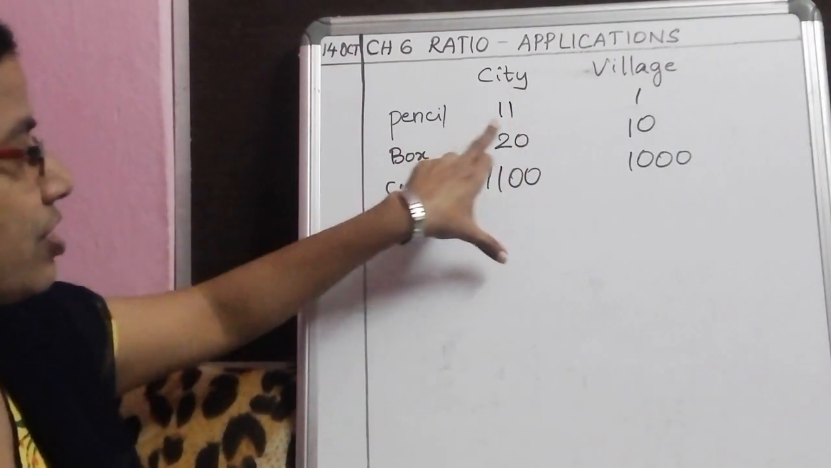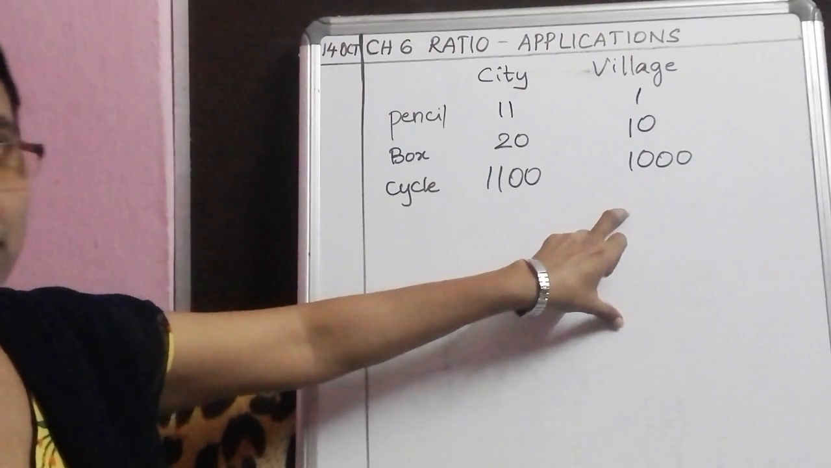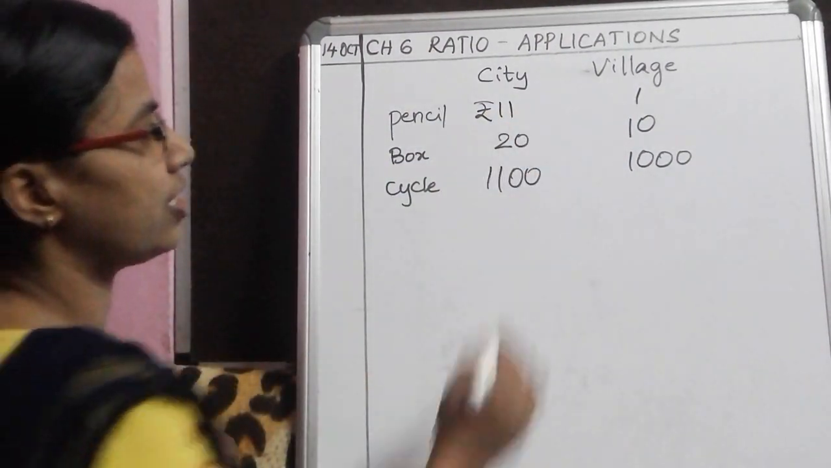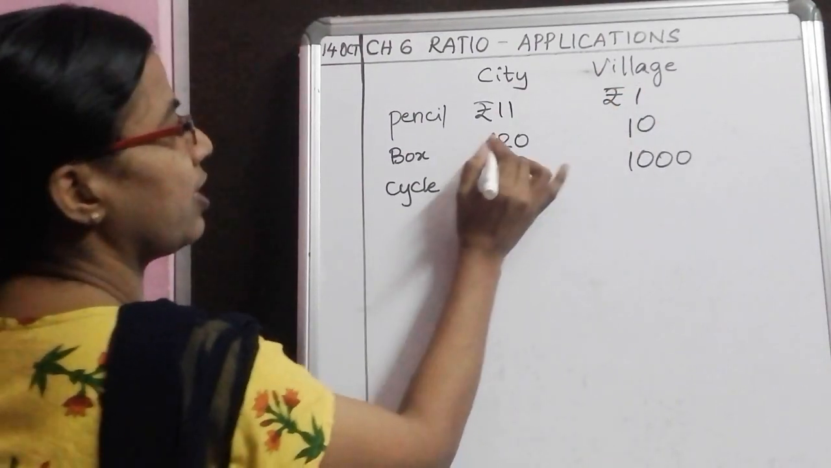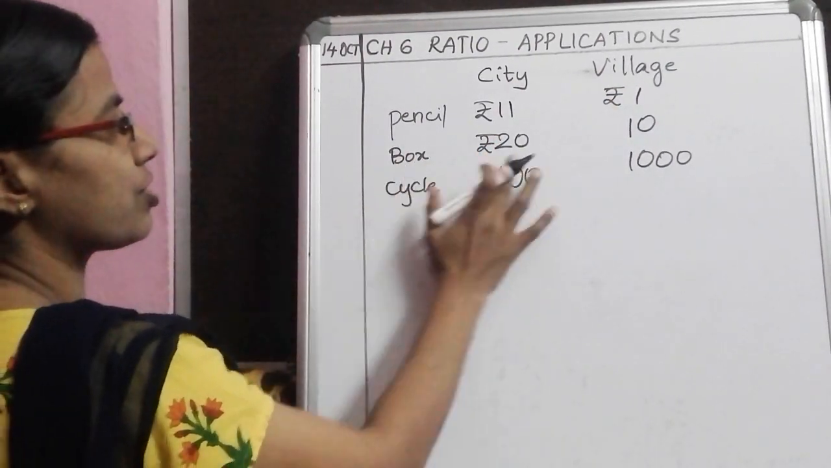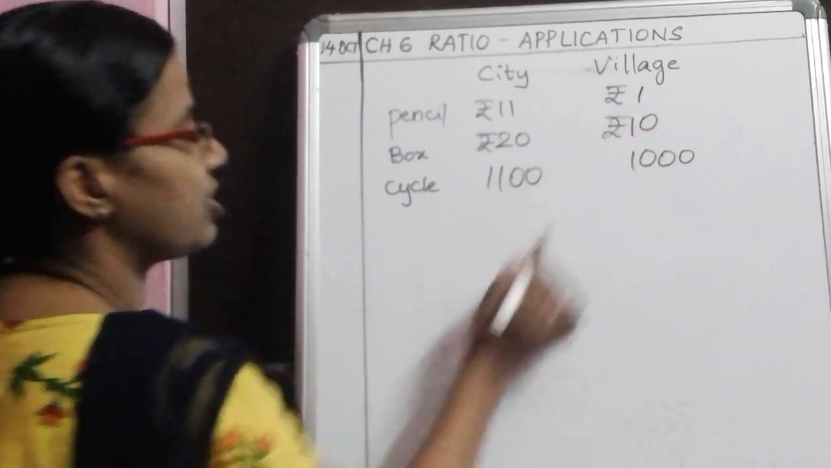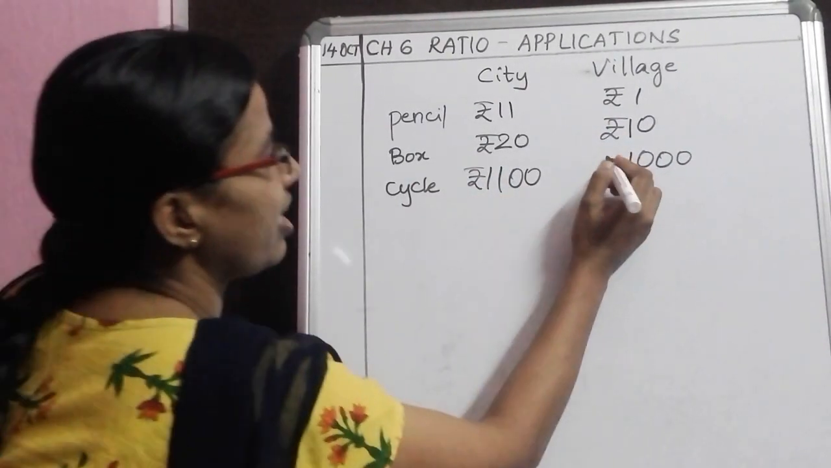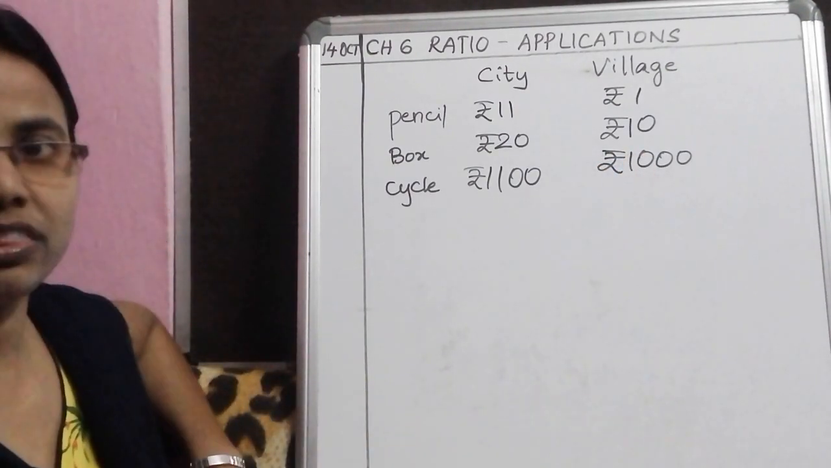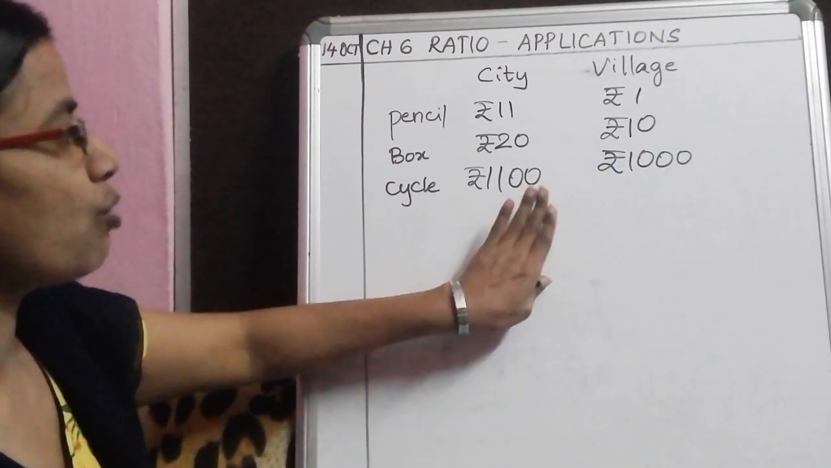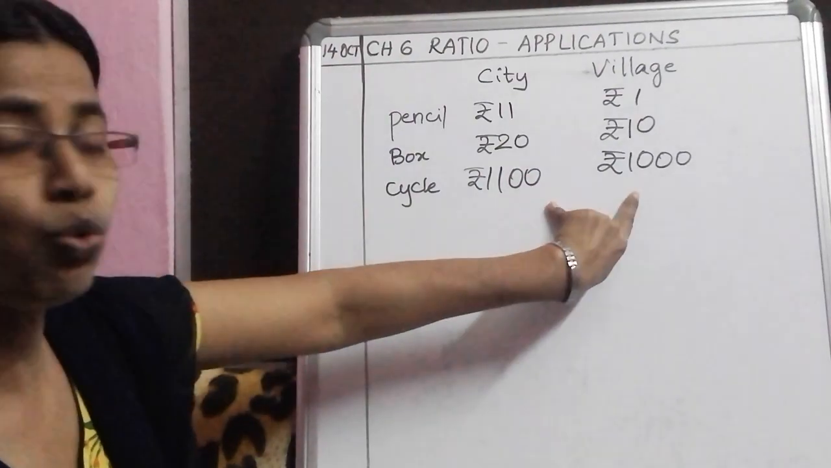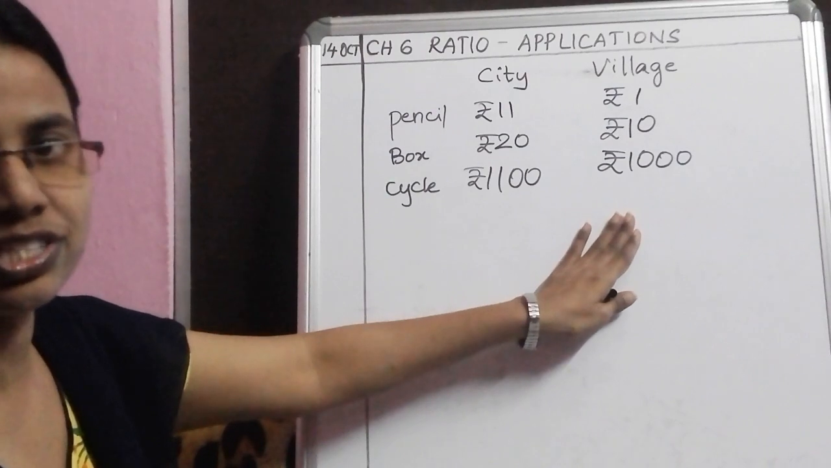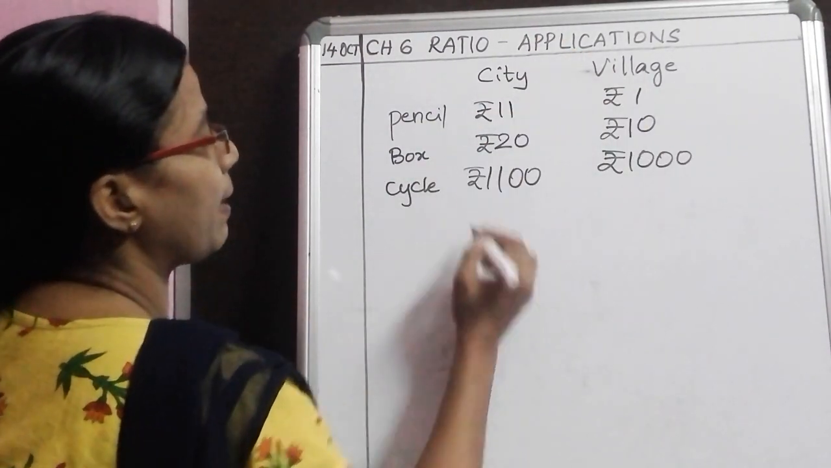In the city, the cost is different. In the village, the cost is different. The cost of the pencil is 11 rupees in the city, and in the village it is 1 rupee. In the city, the cost of the box is 20 rupees, and in the village it is 10 rupees. The cost of the cycle in the city is 1100, and in the village it is 1000. Okay, so now let us compare these two quantities, both having amounts in rupees.